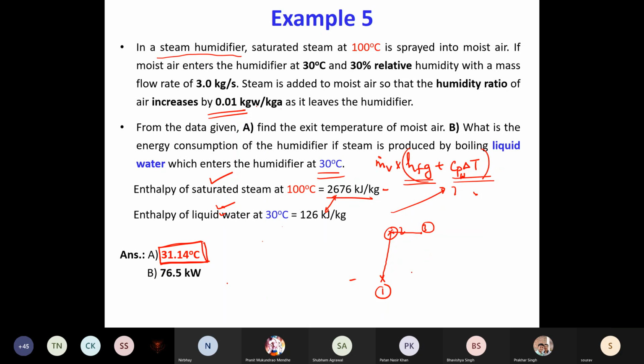So your winter air conditioning systems will include a steam humidifier first and then a heating coil. Whatever temperature you get from the steam humidifier, if that is not sufficient to heat the room, you further raise the temperature by using a heating coil.